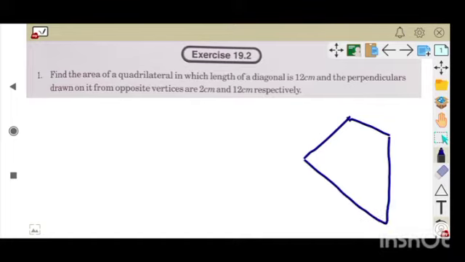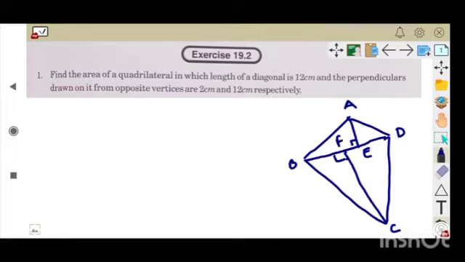Okay, and here let's say this is one diagonal, and we'll draw the perpendicular like this, and again from here we'll draw the perpendicular. Let me give the name of the quadrilateral as A, B, C, D. The perpendicular drawn from A on the diagonal BD, let me say E, and the other perpendicular, let me give as CF. Here what happened? Let me repeat, ABCD is a quadrilateral, and here we have drawn just one diagonal.